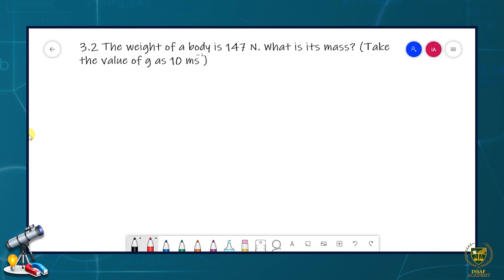तो फर्स्ट ऑफ ऑल यहां पर भी हम डाटा नोट डाउन कर लेते हैं. सो डाटा में आपको गिवन है बॉडी का वेट विच इज 147 न्यूटन और आपको g की वैल्यू बता दी गई है विच इज 10 मीटर पर सेकेंड स्क्वायर एंड यू हैव टू फाइंड mass m that is equals to question mark. So this is the quantity which we have to find. Now write solution.